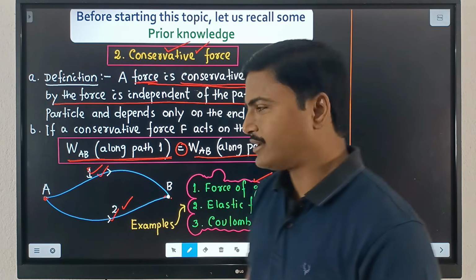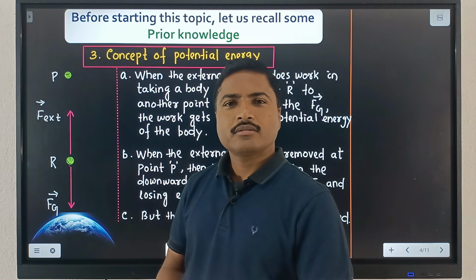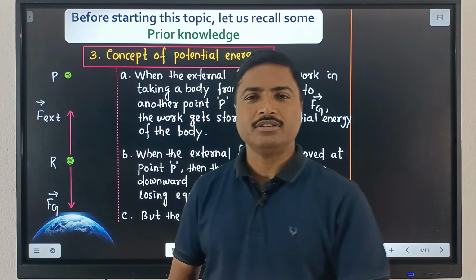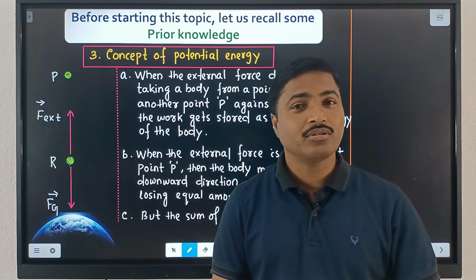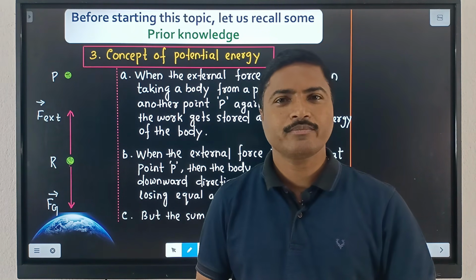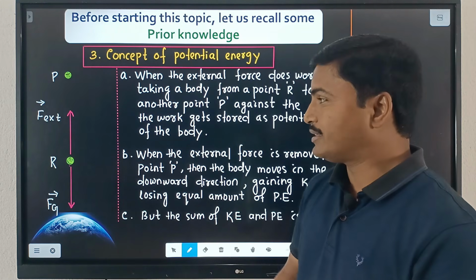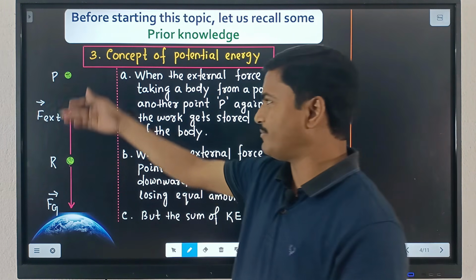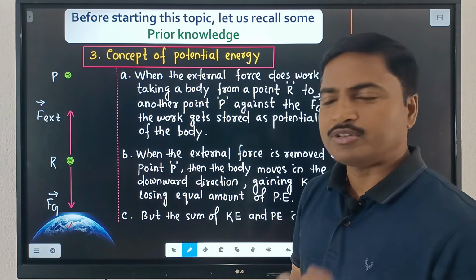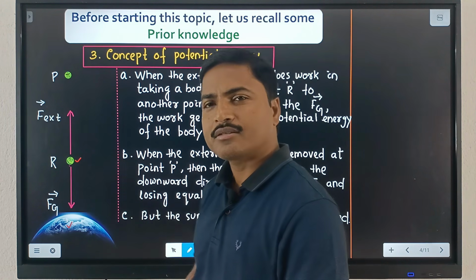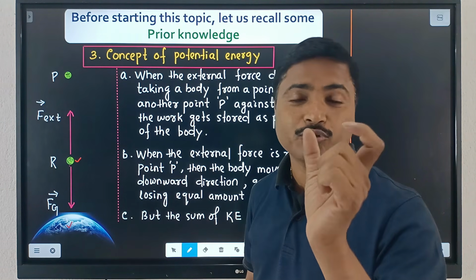And another term, the third term, is the concept of the potential energy. Concept of the potential energy: you know gravitational potential energy and elastic potential energy in class 11. Then what is gravitational potential energy? This is the diagram. This one is your earth. Suppose initially a body is there at point R. Point R is the initial position of the body.